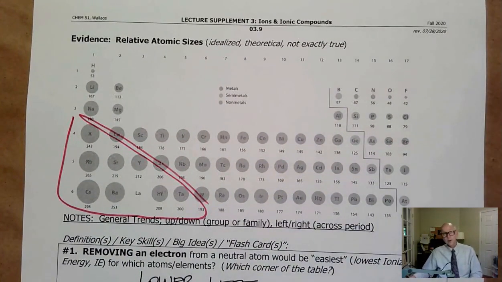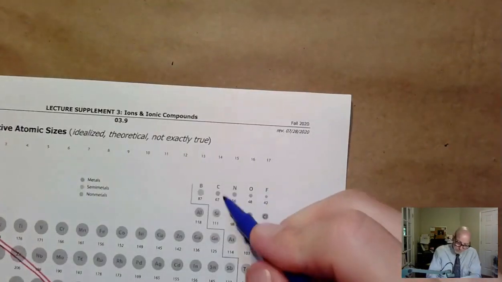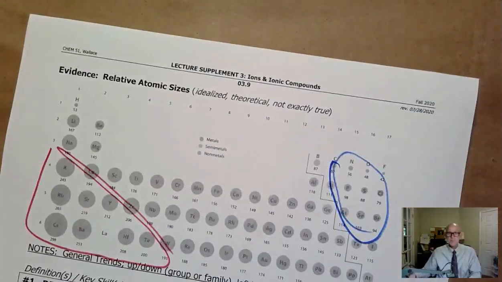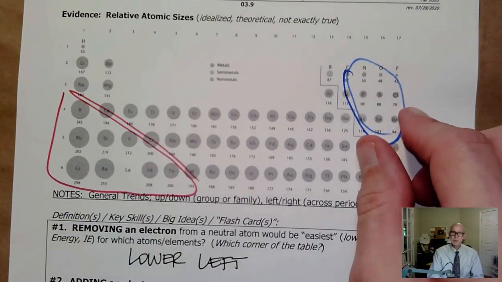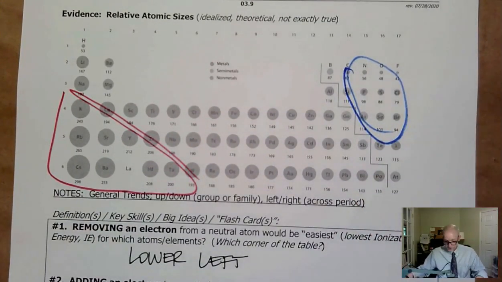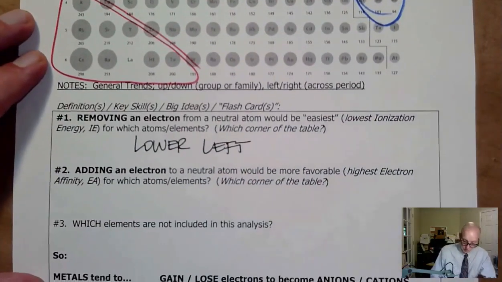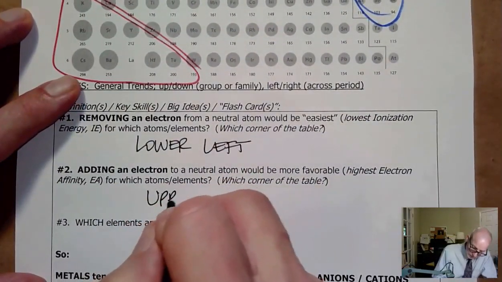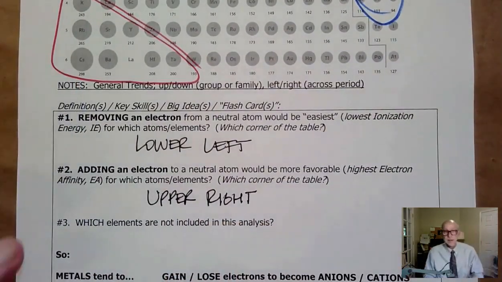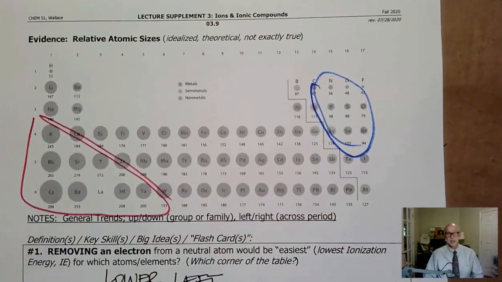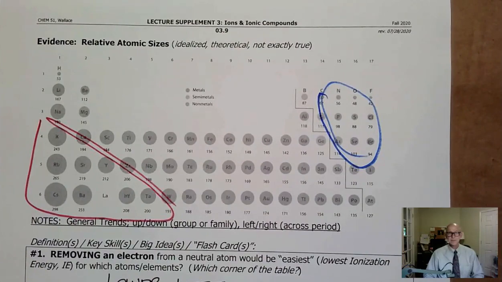Now, where are the really tiny atoms that would love to just grab another electron? How about here? Those little tiny atoms can't pull an electron off, but they'd be happy to take on an extra electron. So we go, oh, upper right. Now, there's a whole column I chopped off of this thing because it doesn't really have anything to do with this.